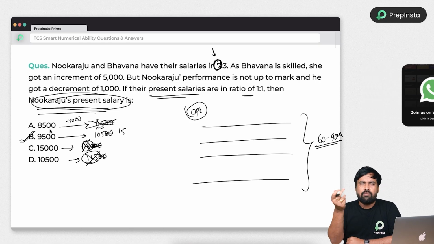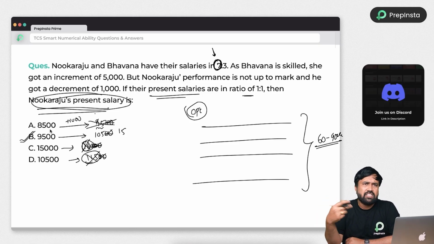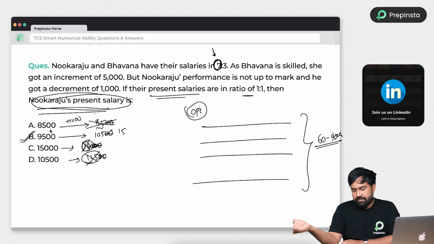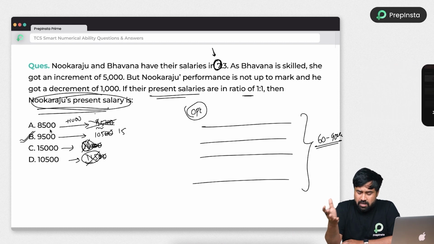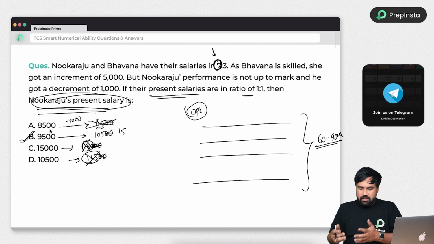See, I will see 8500 add 1000, 95. Is 95 divisible by 7 or not? No. 70 plus 25 is not a 7 multiple. Next is 70 plus 35. Yes, it's a 7 multiple. Like this my brain will work, right?